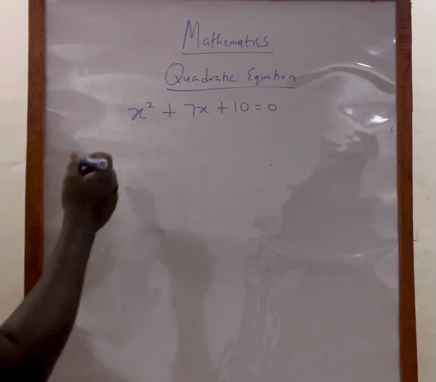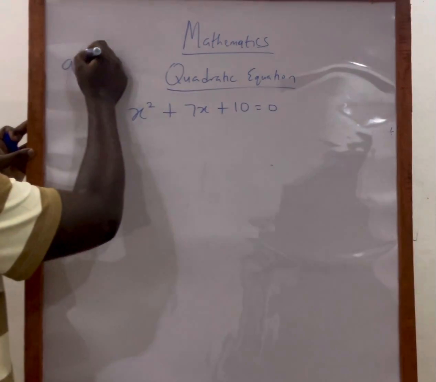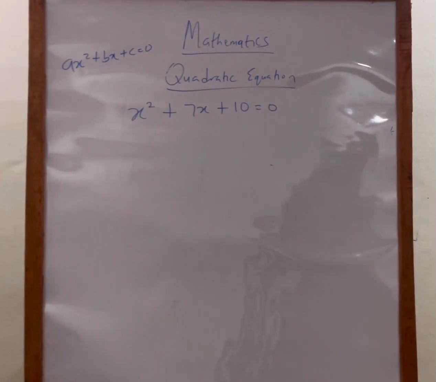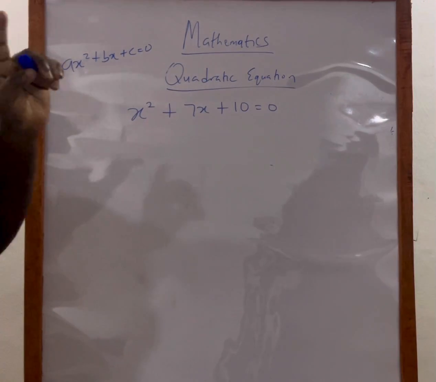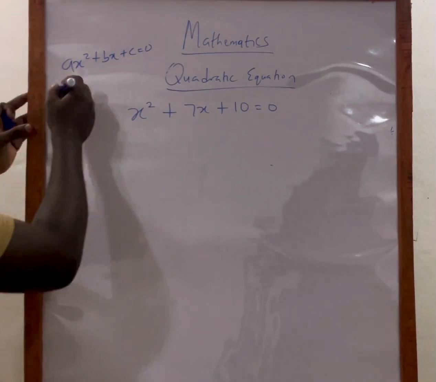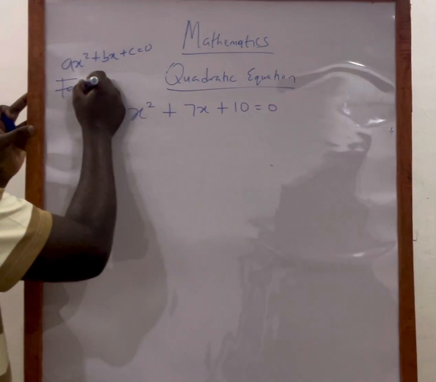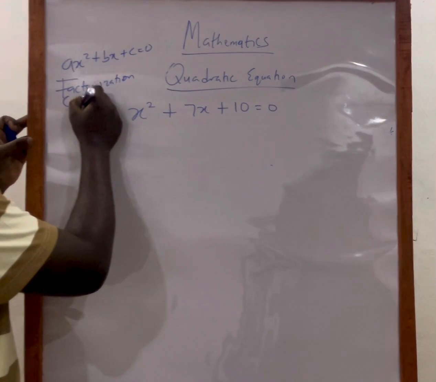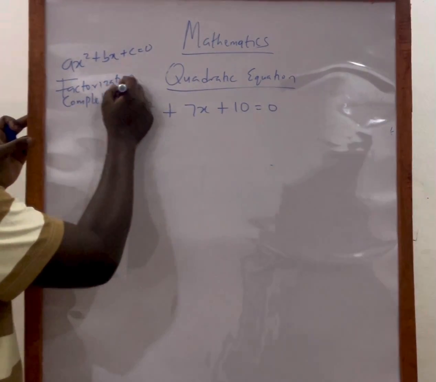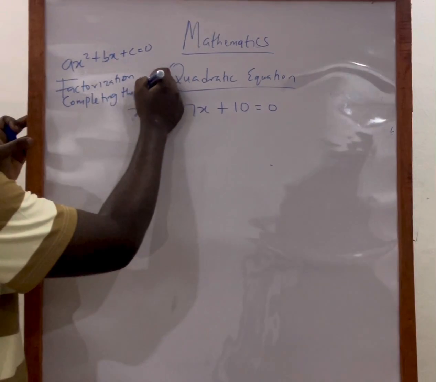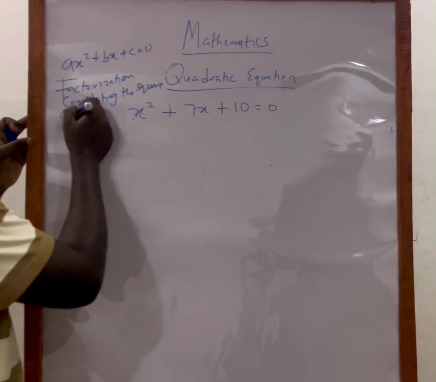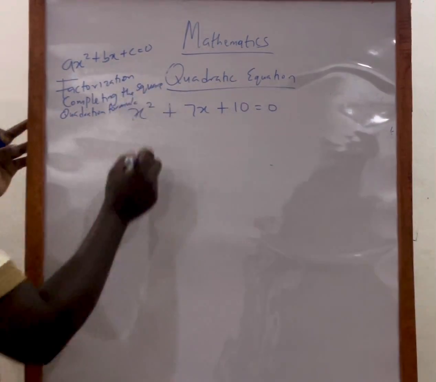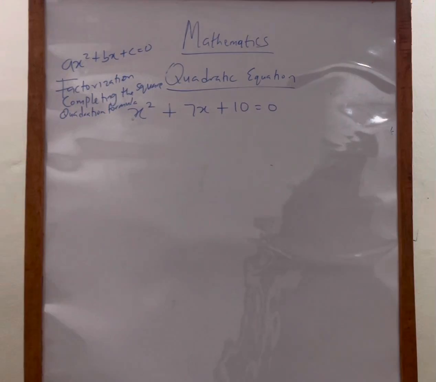So this is a quadratic equation because it has this expression ax squared plus bx plus c is equal to 0. And we have three major ways of solving quadratic equation. We have what we call the factorization method, completing the square, and then the quadratic formula. But today I will just be teaching on the factorization method.